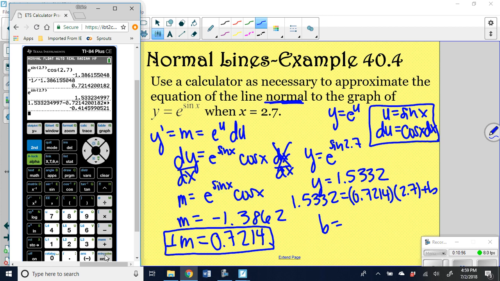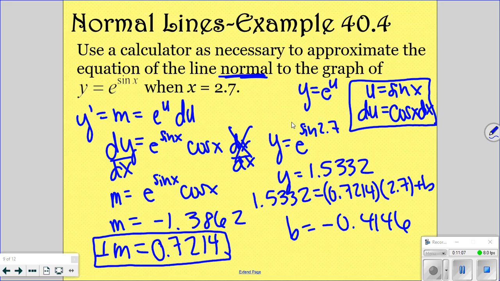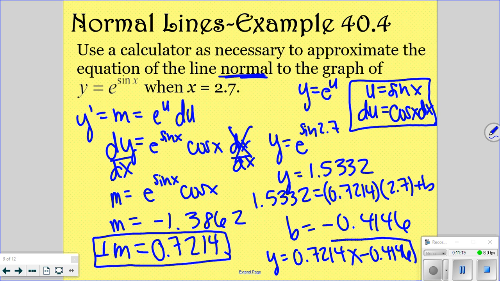And then you should get negative 0.4146 for your b value. So for your equation, you would write y equals 0.7214x minus 0.4146. And that would be your answer.